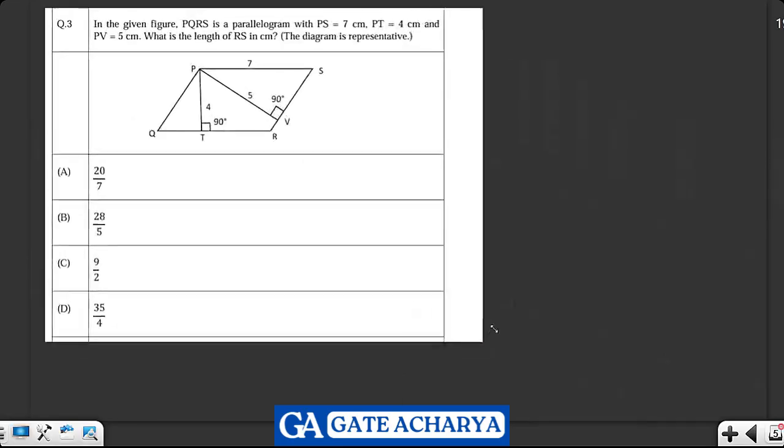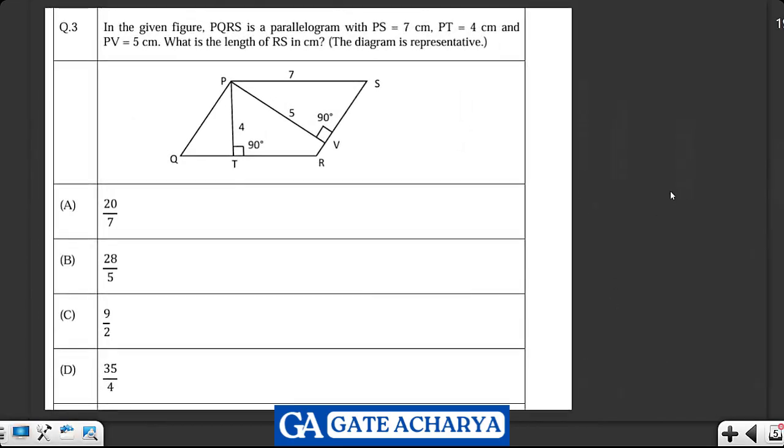This is a geometry related question. Sometimes the geometry questions are a bit challenging. Not very tough, but you have to have good logic over it. So let's understand the game here. This is a parallelogram. PQRS is a parallelogram where one of the sides is 7 centimeter. Then the height from P to the base is given as 4 centimeter, and PV, which is again perpendicular to another side of the parallelogram RS, is given as 5 centimeter. I have to find the length of RS.